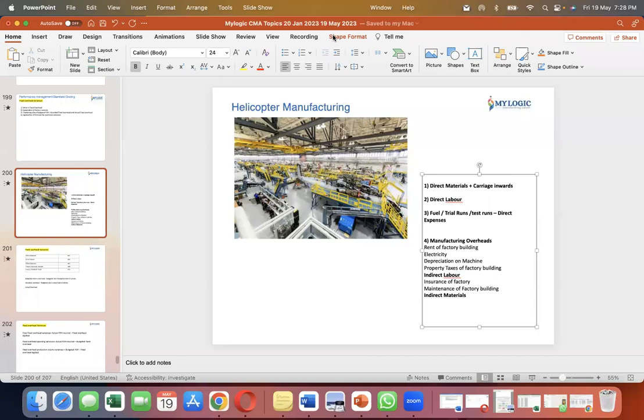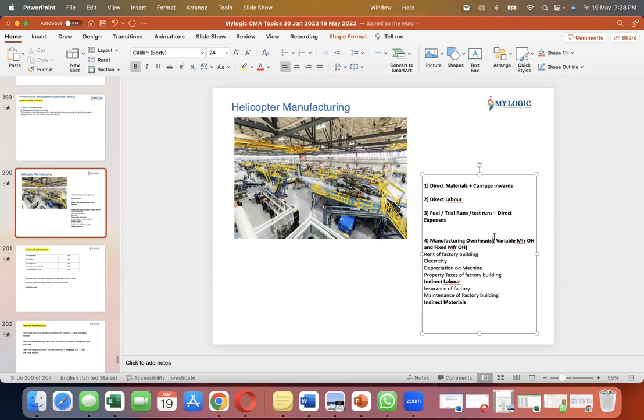All right. Now, you understood direct material, direct labor, direct expense, and manufacturing overhead. Under manufacturing overhead, we have already explained variable manufacturing overhead. So there are two categories: one is variable manufacturing overhead and the other is fixed manufacturing overhead.